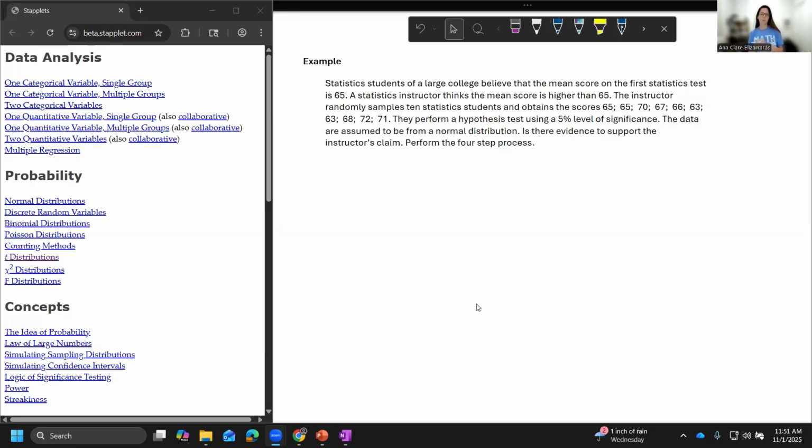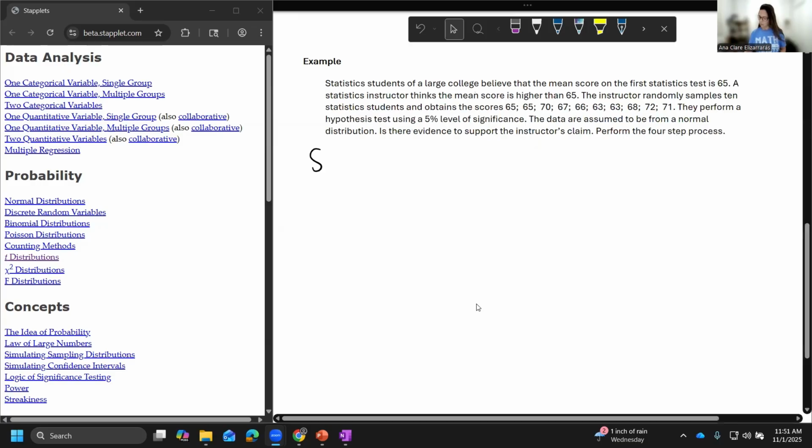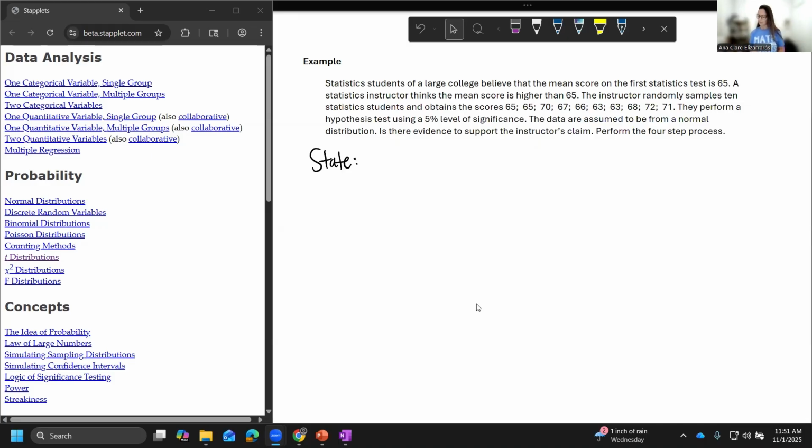I like to call this our four-step process where we state, plan, do, and conclude. Got that from some of my favorite textbook authors, and so I just like to keep that going. So the first thing that we do is we're going to state our null and our alternative hypotheses based on the question. So let's do a little analysis.